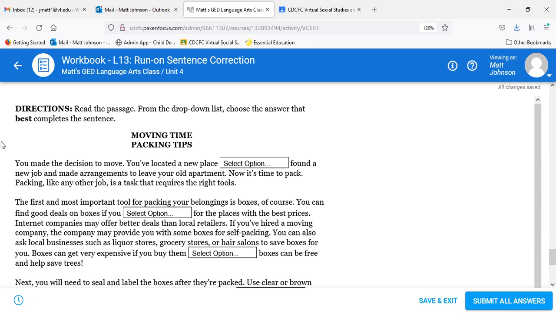You made the decision to move. You've located a new place to live. What do we want here?